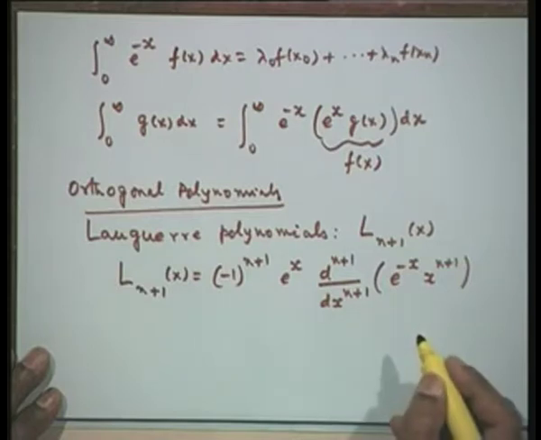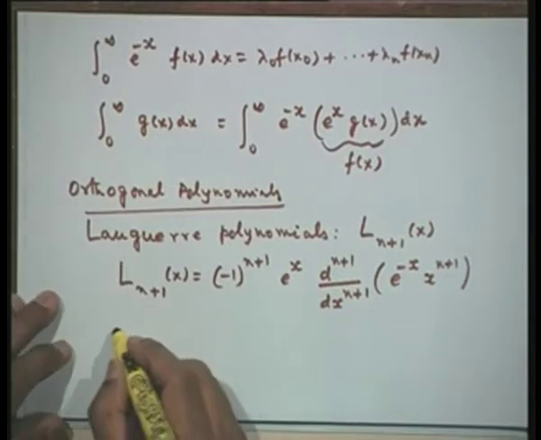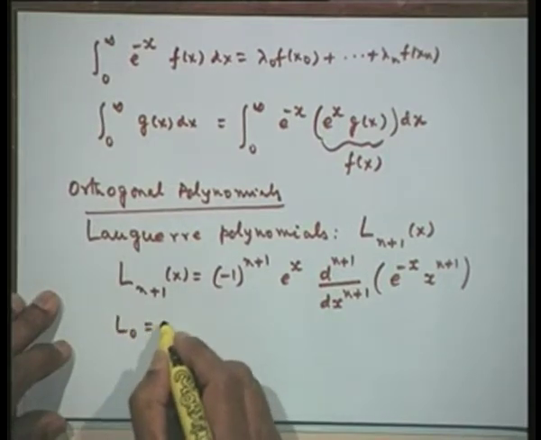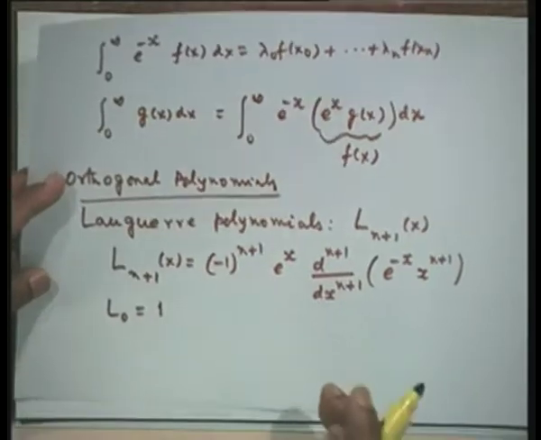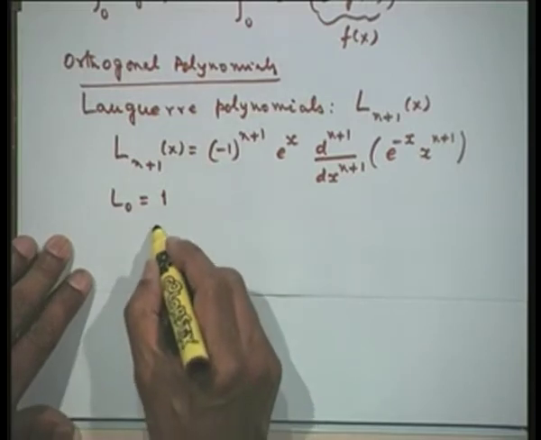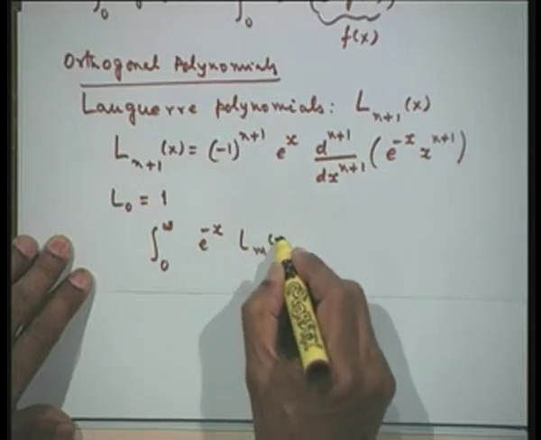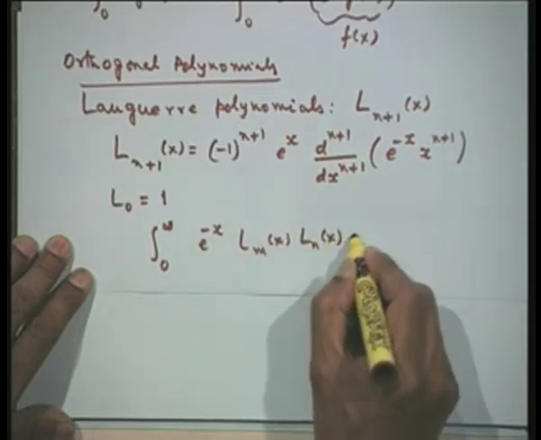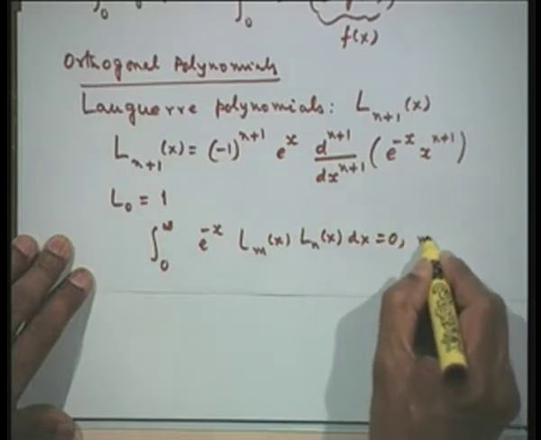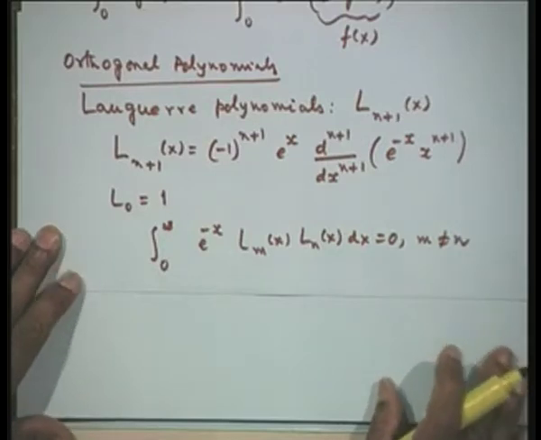It is analogous to the Rodrigues formula for Legendre polynomials, with L0 equal to 1, where L0 is defined as 1. Therefore, the orthogonal property of this should be: integral from 0 to infinity of exponential of minus x, L m of x, L n of x dx is 0. So, this is the orthogonal property of the Laguerre polynomials. Let us now find a few of the Laguerre polynomials.